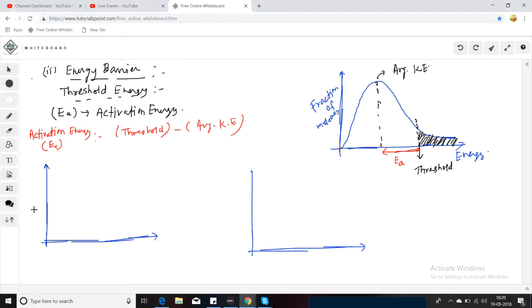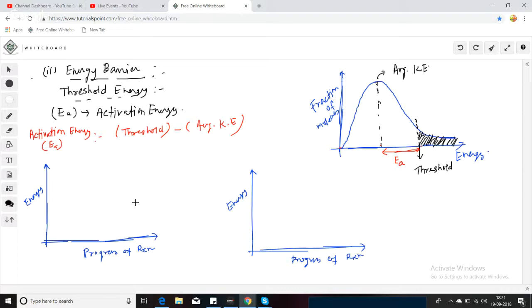The y-axis that you have is the energy. Here also it is energy. And the x-axis we have is the progress of reaction, as the reaction proceeds. Here also we have progress of reaction. Now, the energy of the product may be more than the energy of the reactant, may be less than the energy of the reactant, or may be equal to the energy of the reactant. All three possibilities we have.